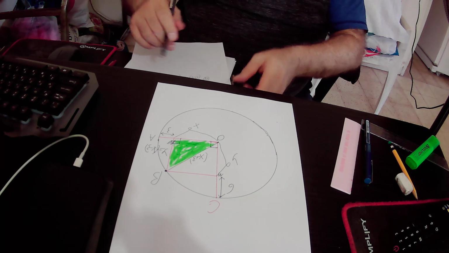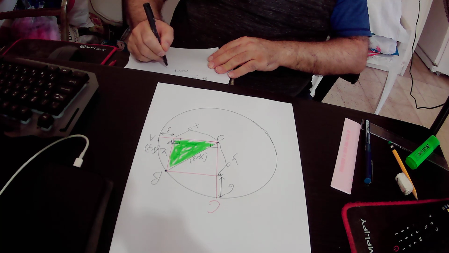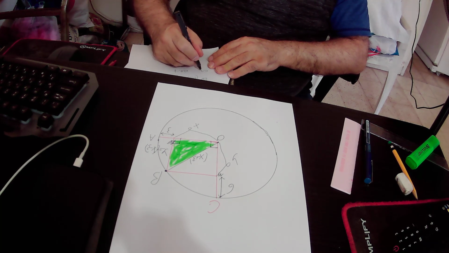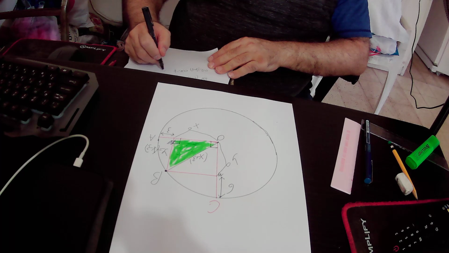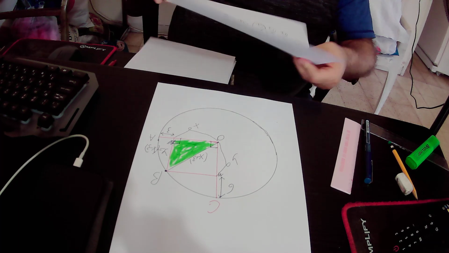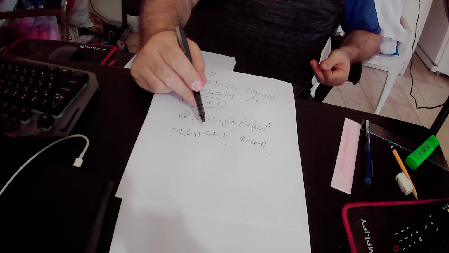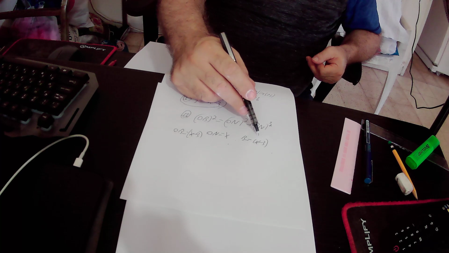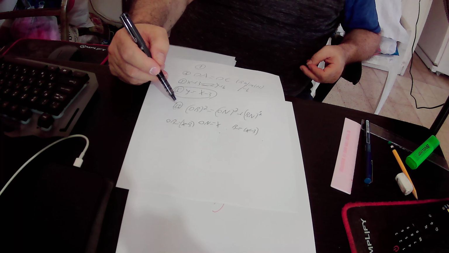But we know that ON equals X, OB equals X plus 3, and BN equals X minus 3. Okay? We know that OB equals X plus 3, ON equals X, and BN equals X minus 3. So we can put this data in equation number 2.